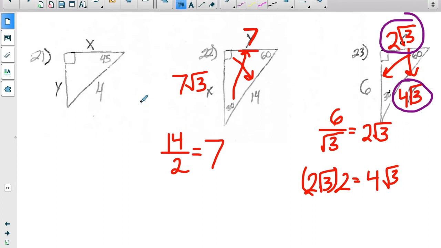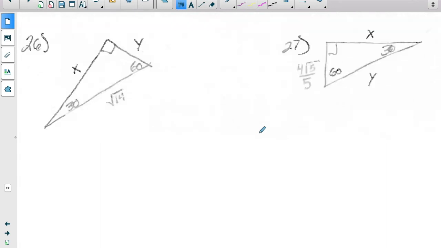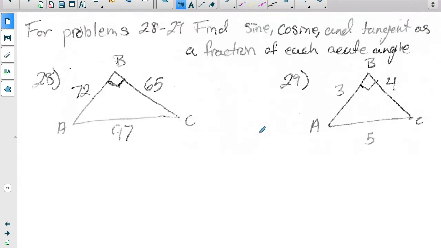Now, if you have any other questions on these special right triangles, please ask, and I can go over them a little bit more. But that's all we have for these here, and we would do the same exact things for these. So if you have any questions, please ask. And these as well.